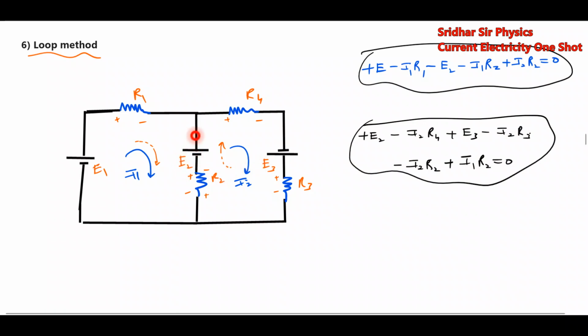Look at this one: plus C2 minus I2 R4 plus C3 minus I2 R3 minus I2 R2 plus I1 R2. How many unknowns are there? I1 and I2, two equations and two unknowns, solving we'll get the answer. This is the basic idea of the loop method. If three loops are there, I assume three loop currents. If four loops are there, four loop currents.